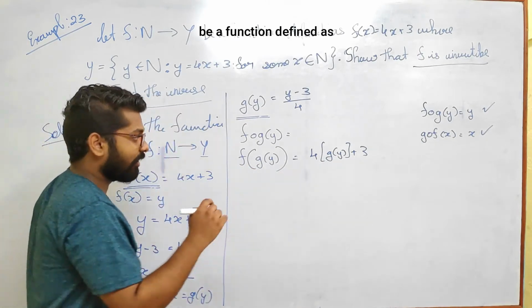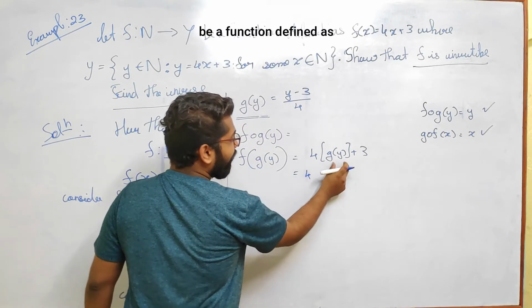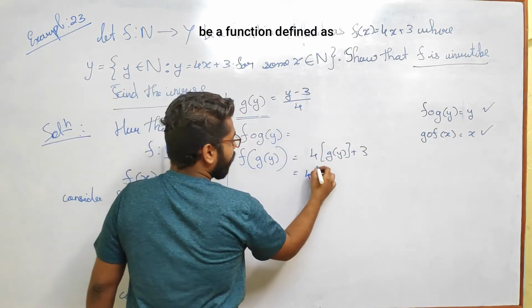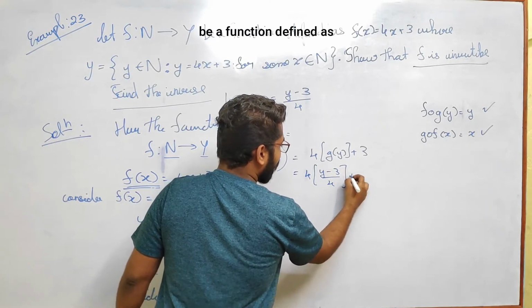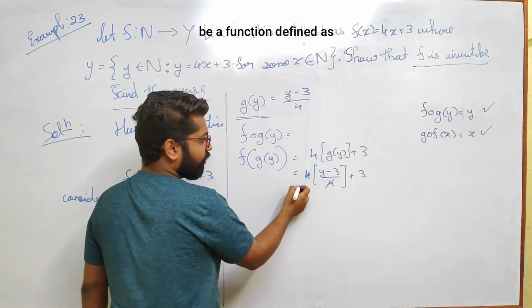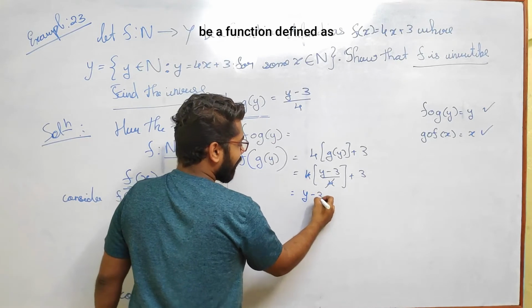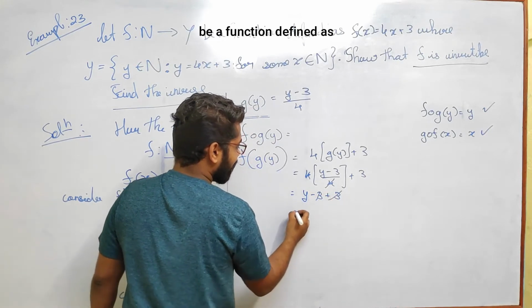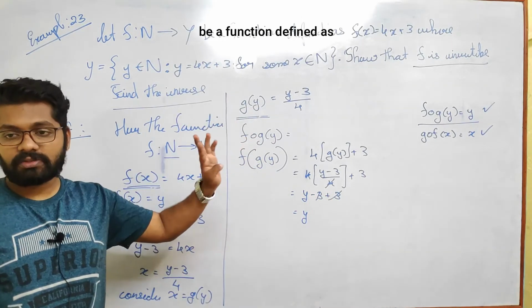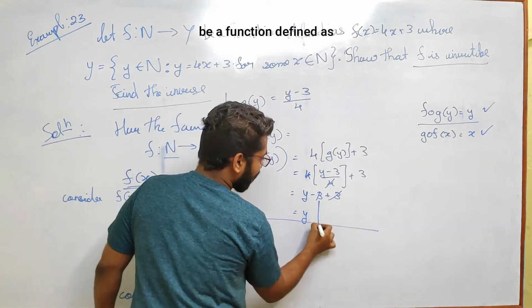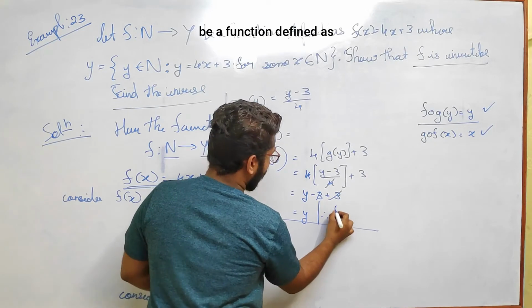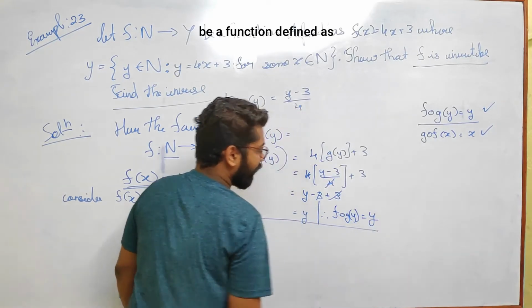But what do you know now? What is the value of g of y? y minus 3 by 4. So by your common sense, if you see, 4 and 4 will get cancelled first, y minus 3 plus 3, this and this will get cancelled, y. First job done. Okay, so now let us begin with the second job. You can write here: therefore fog y is equal to y.